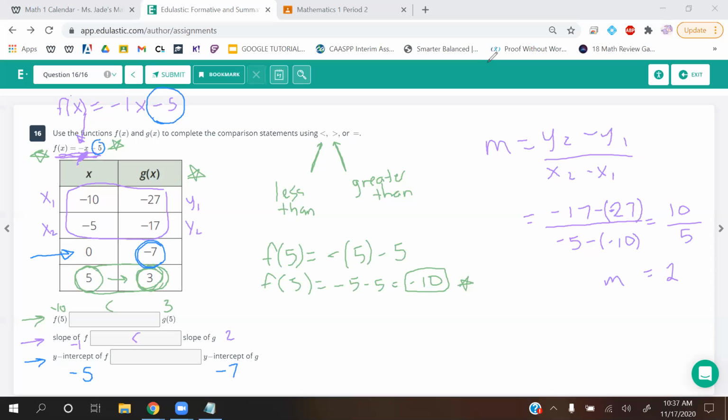When you are on the y-intercept, you are on the y-axis. Every point on the y-axis has an x value of 0. If you were to plot this out, this would be where it touches your y-axis. So the y-intercept is negative 7 on the table. We have negative 5 and negative 7, and we need to compare them. Which one is bigger? Negative 5 is bigger than negative 7, because you'd rather owe someone $5 than owe them $7. So negative 5 is bigger than negative 7. Are there any questions on this one?